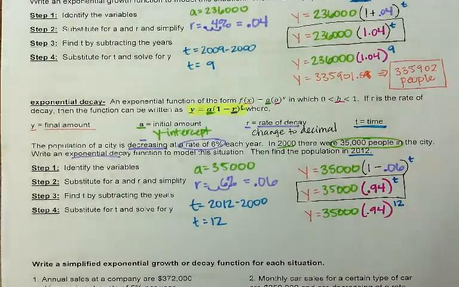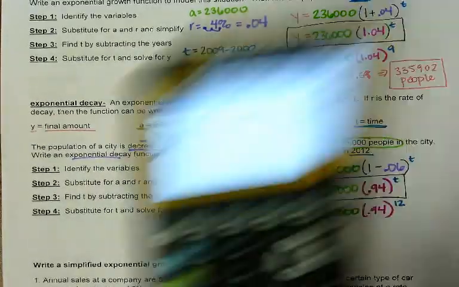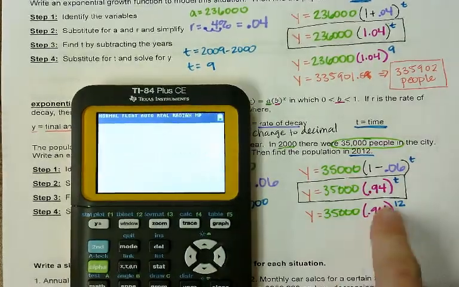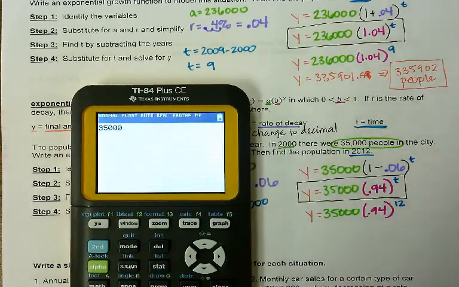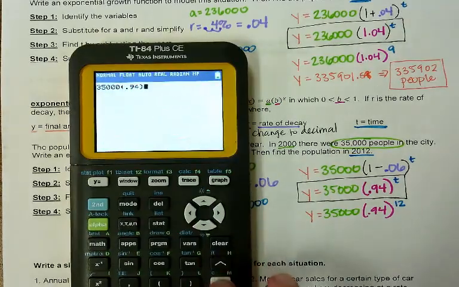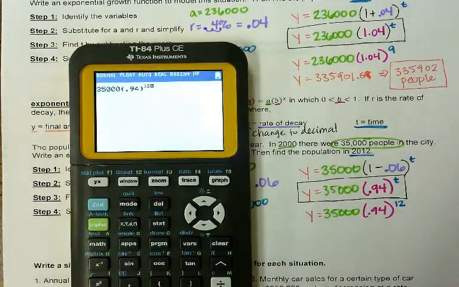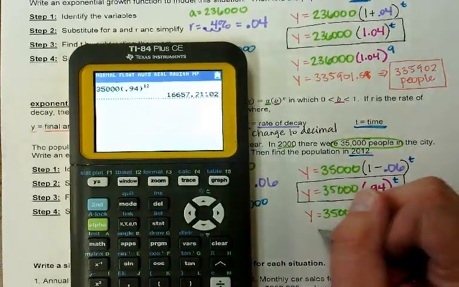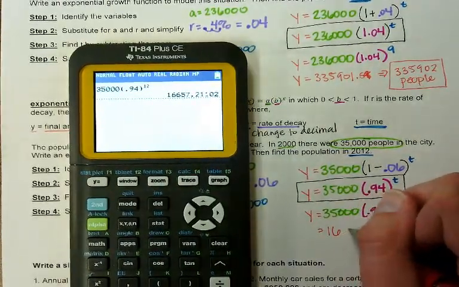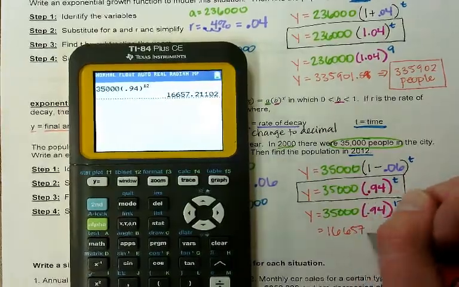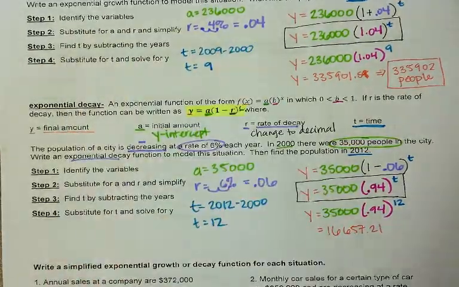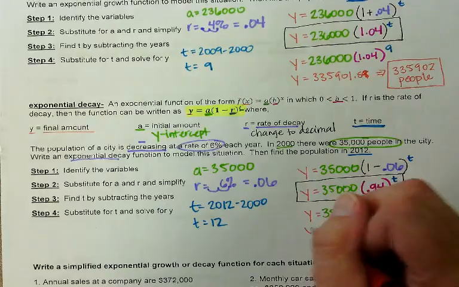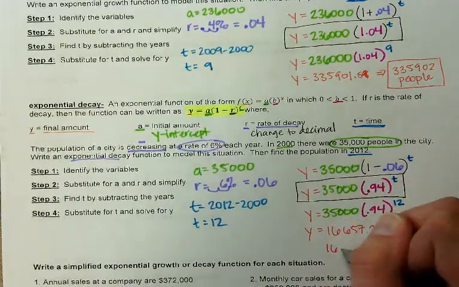Now guys, yet again, this is not something you can do in your head. You don't want to multiply 0.94 to the 12th power in your head. So you'll take your calculator, 35,000 times 0.94, and then you raise it up. You do that little caret button to the 12th power. And when we do this, we get this lovely number, which is 16,657.21. But do we want to do decimal points of people, y'all? No, we don't. So this is going to be 16,657 people.